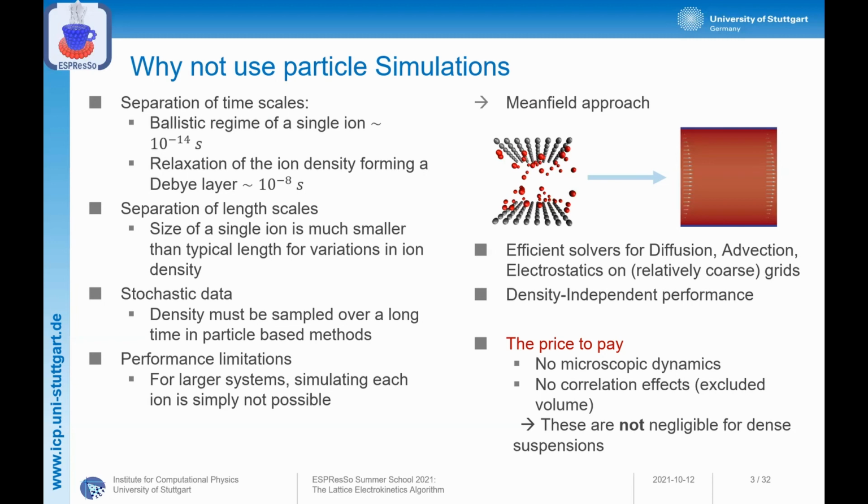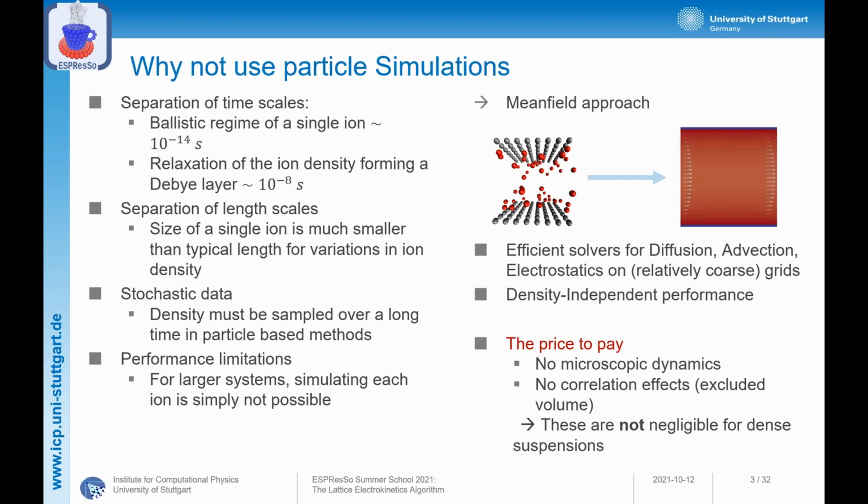Of course, this doesn't come for free. If you go to this mean field approach where you replace individual particles with a density, you lose all microscopic dynamics that underlies this density, and you cannot resolve any correlation effects. So for example, excluded volume, because since there are no particles anymore, you cannot have the effect of particles jamming into each other or not being able to occupy the same space.